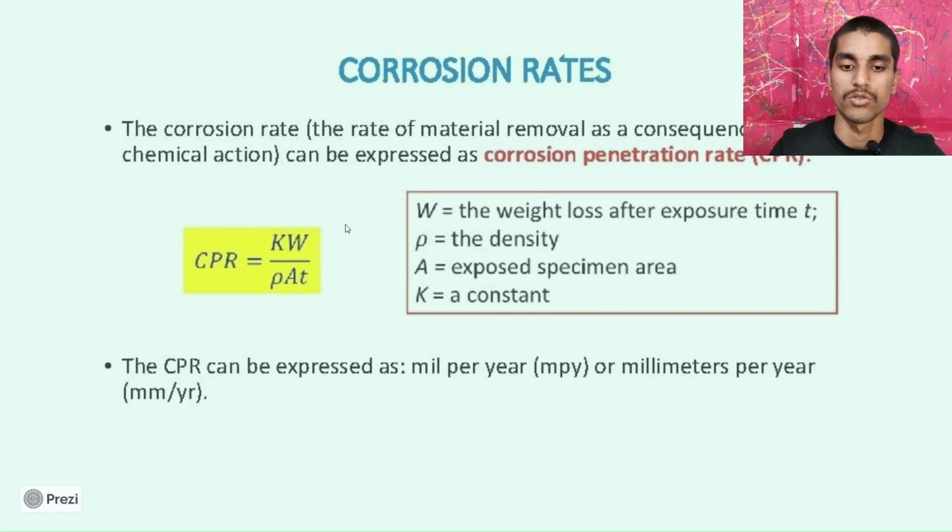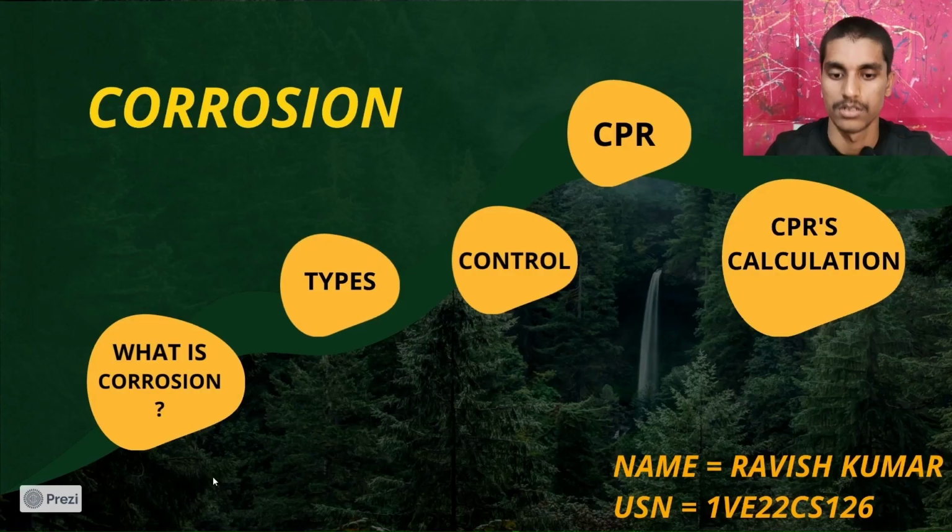The corrosion rate, the rate of material removal as a consequence of chemical action, can be expressed as the corrosion penetration rate. The formula is CPR = KW / (rho A T). Here W means the weight loss after exposure time, rho means the density, A is the exposed specimen area, T is the exposure time, and K is a constant. The CPR can be expressed in mils per year or millimeters per year.